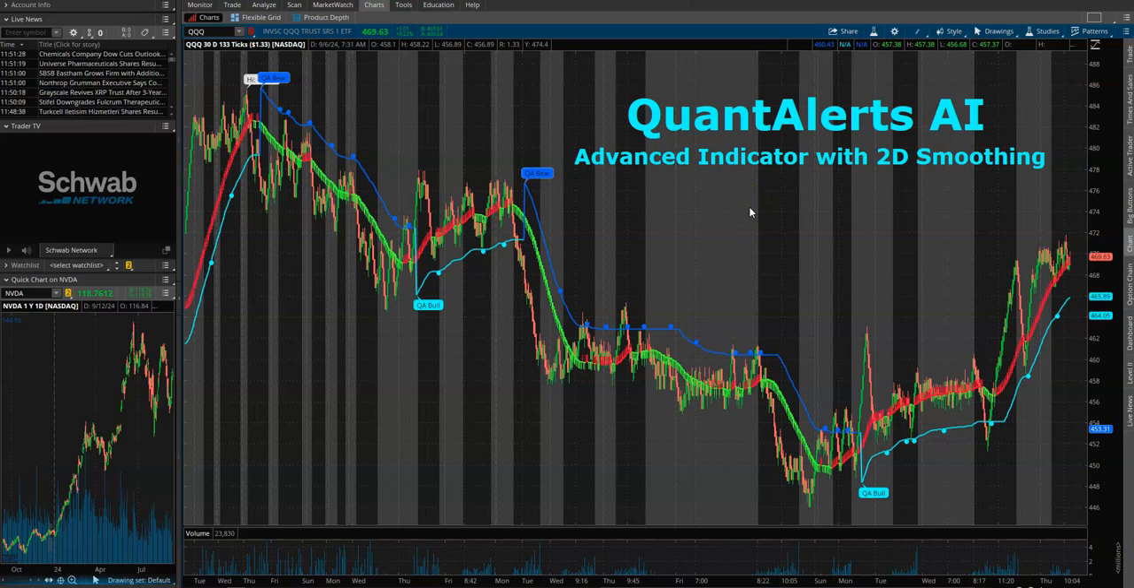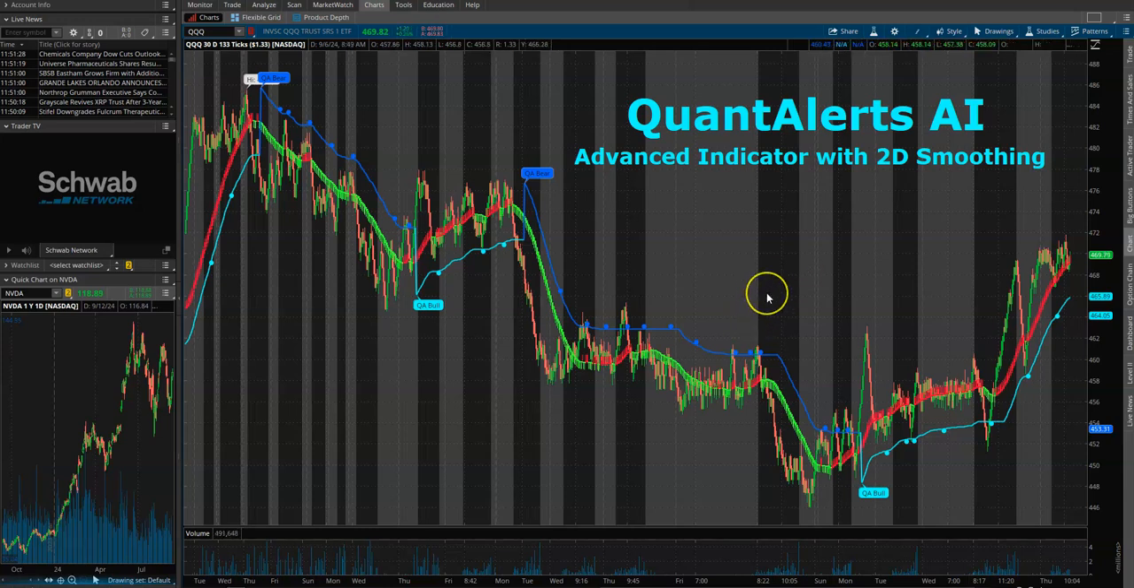So the QuantAlertsAI website will be QuantAlerts.ai. We're going to launch it here in the next day or two. I just wanted to get some programming work done on the connectivity of the indicator to the app. That's wrapping up. That's not that hard to do. I wanted to get in a very extensive period of testing completed with the indicator on thinkorswim. I have that done, and we're going to have one heck of a service here.